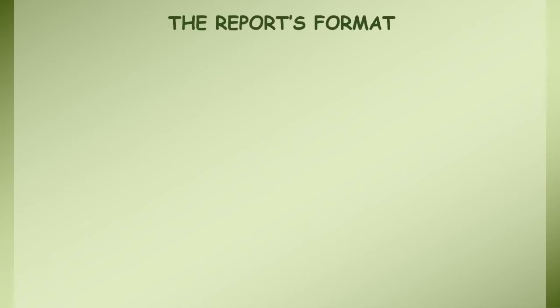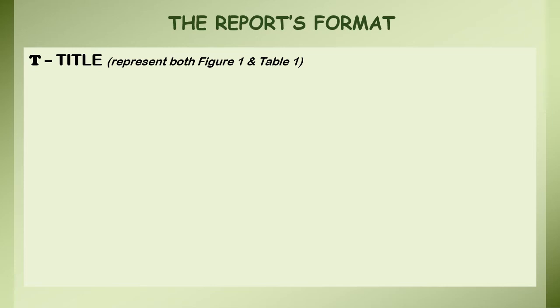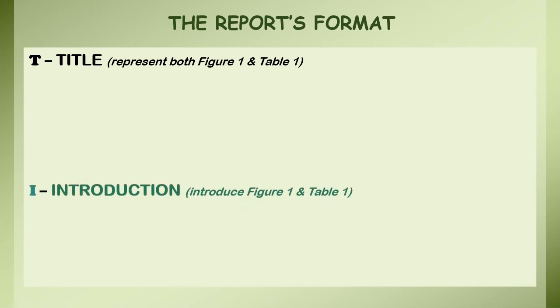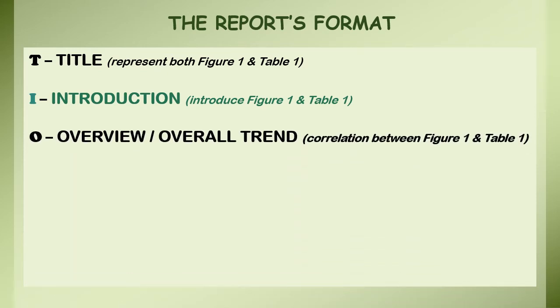Now that we have looked at the instructions and visuals carefully, let's recall the format of the report. Your report must have a title. It will represent both Figure 1 and Table 1. Next is the introduction. You have to introduce Figure 1 and Table 1. The third component is the overview or overall trend. It is a sentence to show correlation between Figure 1 and Table 1.